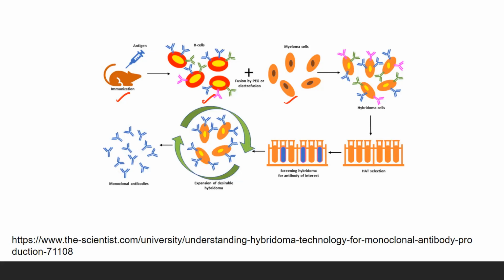And you will end up with a mixture of cells which you will pass through the HAT selection media. Because of this HAT selection media, only hybridoma cells will survive. Once you get the hybridoma cells, you can expand the desirable hybridomas and extract the monoclonal antibody.